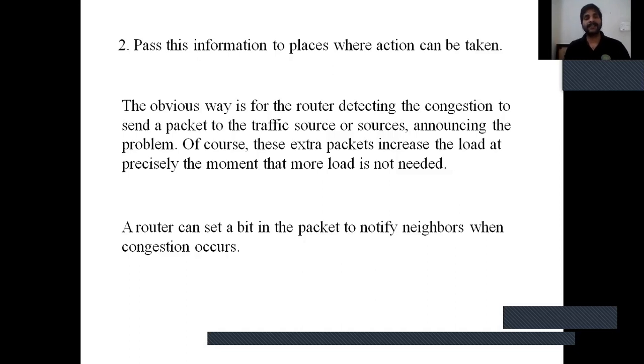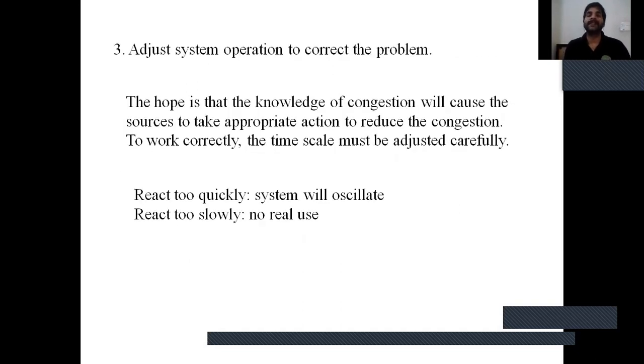So a router can set a bit in the packet to notify neighbors when congestion occurs. This second is a closed loop solution, and the third is to adjust system operation to correct the problem. The hope is that the knowledge of the congestion will cause the source to take appropriate action to reduce the congestion. To work correctly, the time scale must be adjusted carefully. If it reacts too quickly, the system will oscillate; if it reacts too slowly, it is of no real use.